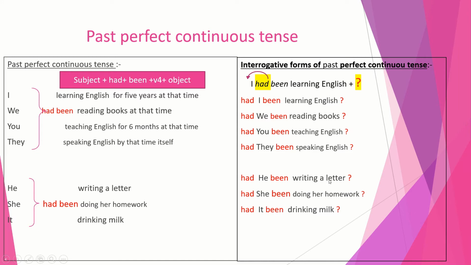Had he been writing a letter? Had she been doing her homework? Had it been drinking milk? So these are the examples of interrogative forms of past perfect continuous tense.